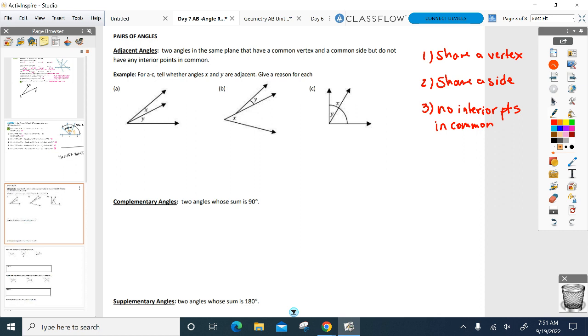Now, what do I mean by no interior points in common? Everyone right now take your pencil or pen, whatever you're taking notes with, put a point inside angle X. Just put a point inside, not on, inside. Is that point also in angle Y? No, it's not. Can you find a point that you can put in one angle that's also in the other angle? Me neither. So that's what that means. No interior points in common. So see how it shares a vertex, they share a side, and they have no interior points in common. So are angles X and Y in diagram A adjacent? Darn right they are.